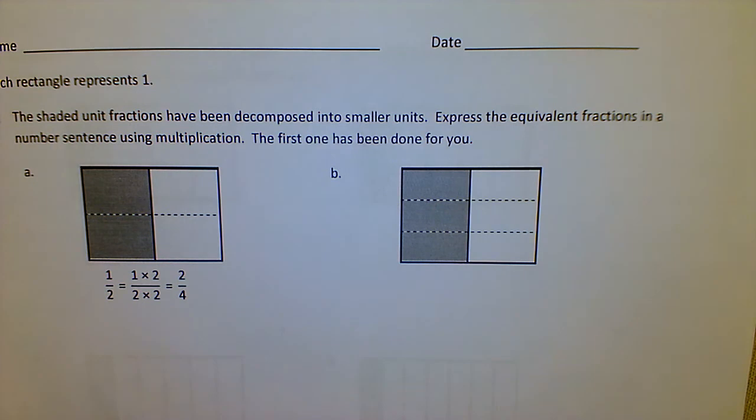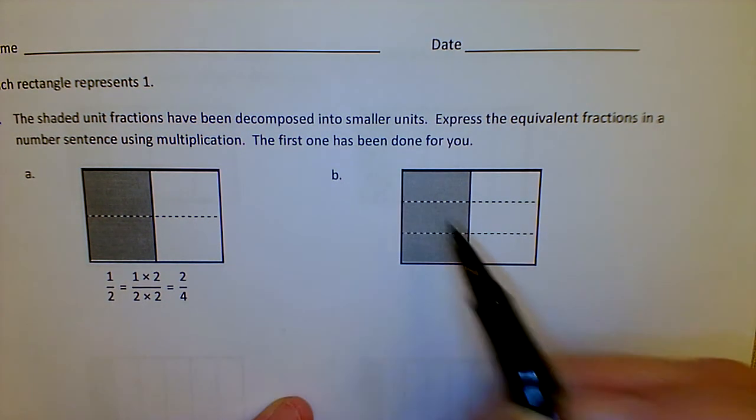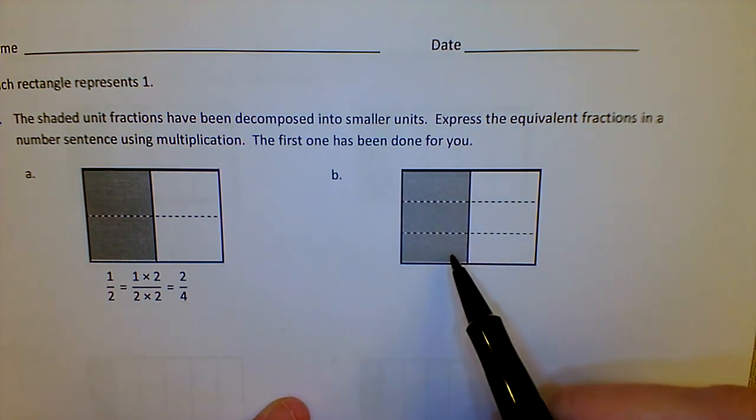So, here what we're doing is it says the shaded unit fractions have been decomposed into smaller units, and that's what those dotted lines are. Express the equivalent fractions in a number sentence using multiplication. The first one has been done for you. So let's take a look at this one and see if we can figure out what they originally did.